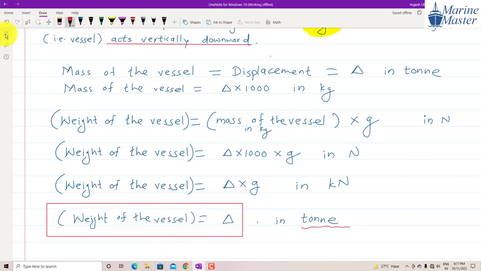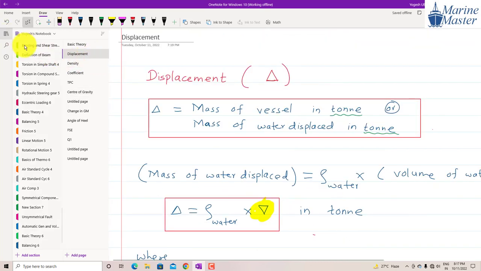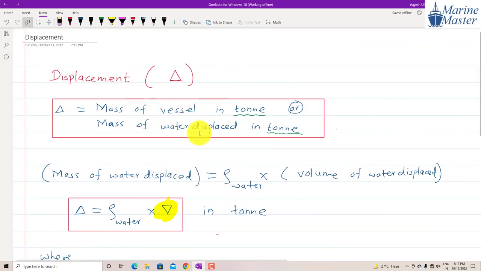Till now we have seen two meanings of delta. What is the first meaning of delta? Mass of vessel. Guys, there are two terms: one is mass, the second is weight. In common day-to-day life, we use mass and weight as the same thing, but in scientific terms, mass is a different thing and weight is a different thing. Weight means gravitational force. Mass is how much quantity of matter is in that particular substance or object. That is meant by mass.